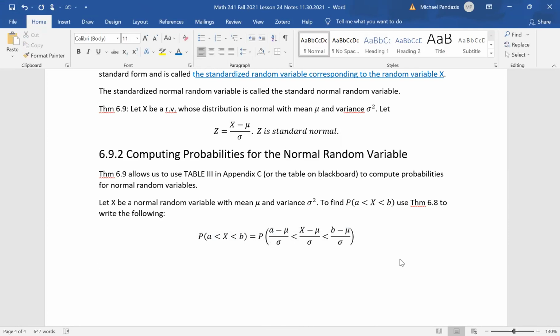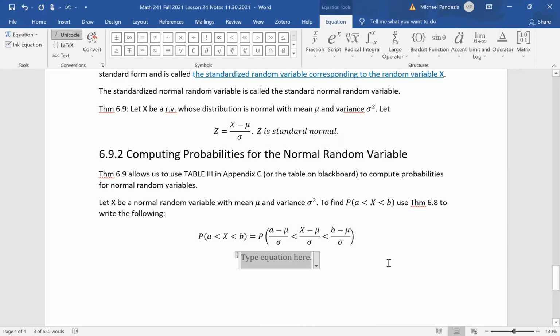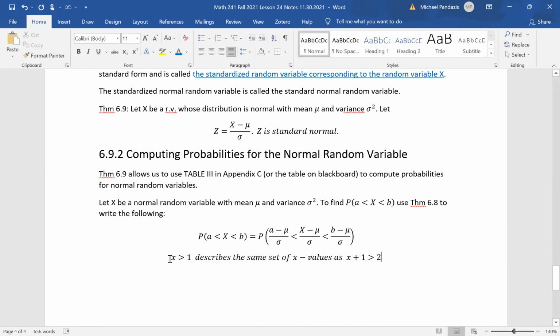Like if you wrote x is greater than 1, that describes the same set of x values as the inequality x plus 1 is greater than 2, right? The set of all x such that x is greater than 1 describes the same set of x values as the set of all x such that x plus 1 is greater than 2. And so we're doing a similar thing here. We're just writing equivalent inequalities, inequalities where the set of x values that satisfy them are the same.